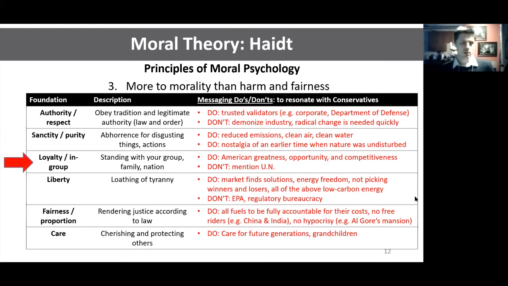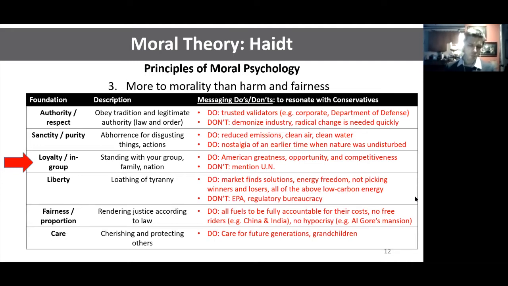Loyalty in group. This gets a little bit back to the tribal idea, right? Standing with your group, your family, or your nation. Now, many conservatives will look at the world and have much greater trust in local government, of course, than national. So the farther you get away from local, the less trusted it tends to be. Local government tends to be very trusted. State government, a little bit less so, but pretty well trusted. National, not very well trusted, and the UN, forget about it. So don't mention the UN or the COP process. That's likely just to invite friction.